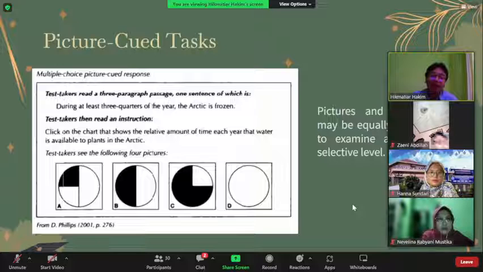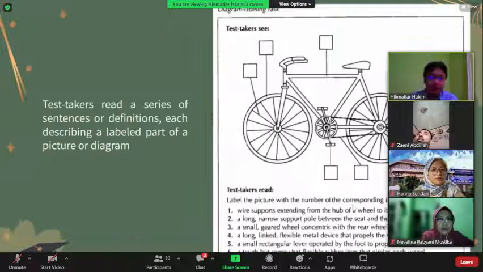Now, the question is asking the other way around. It asks about the one quarter of it, the one that we can use the water. So the answer should be A, if I'm not mistaken. So you have the text, and then you answer it in a picture.